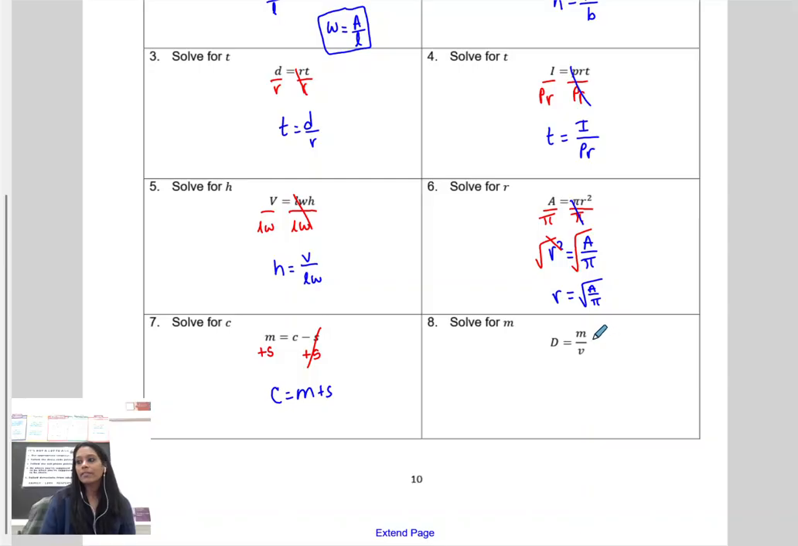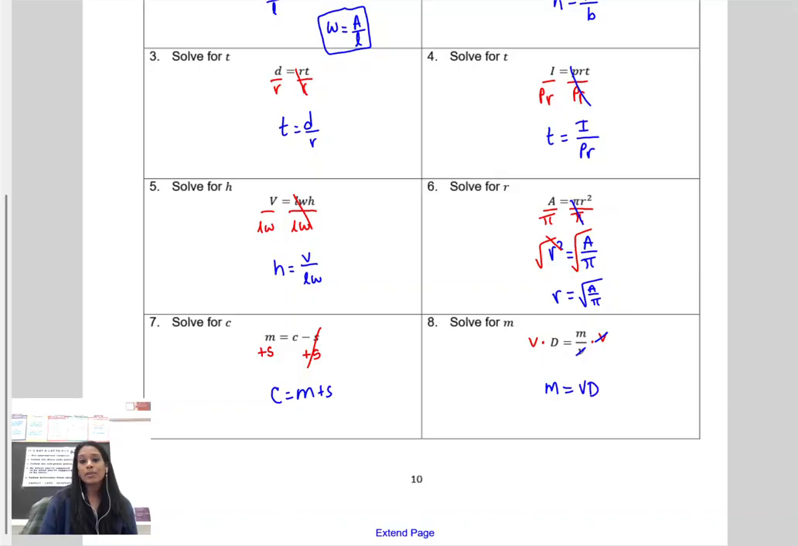So to get rid of that, I need to multiply by V on both sides. Multiply by V, because V divided by V gives you that 1. So that's 1M, and then we don't write the 1, and it gets canceled out. So the V's get canceled out, so you just have M by itself right there. So you have m equals, and then v times d is just vd, okay?